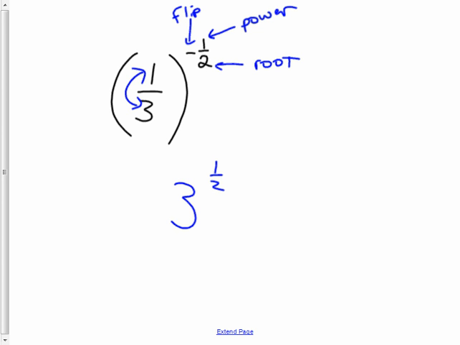All right. Now, why didn't I actually do the square root part of that? Because I don't know what the square root of 3 is. If I'd have wanted to, do you get I could write this as the square root of 3? It's the same thing.